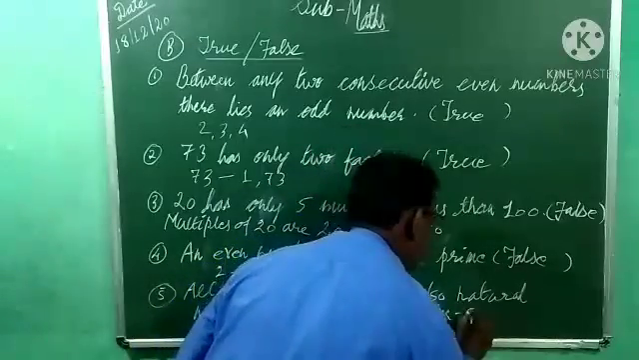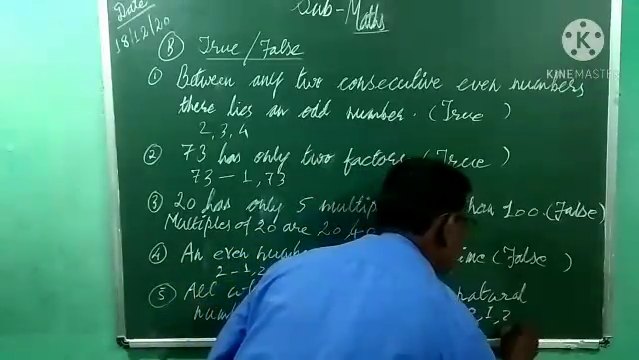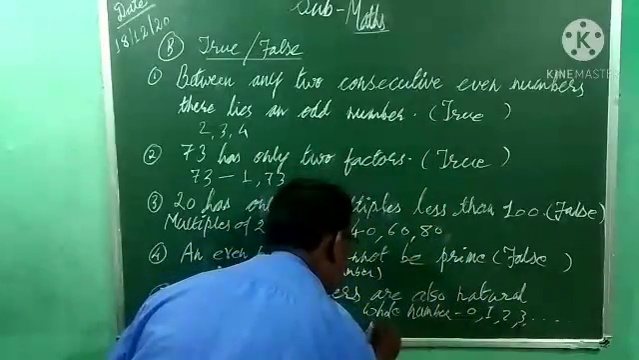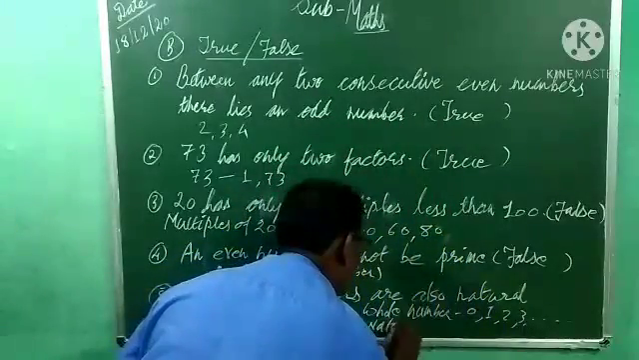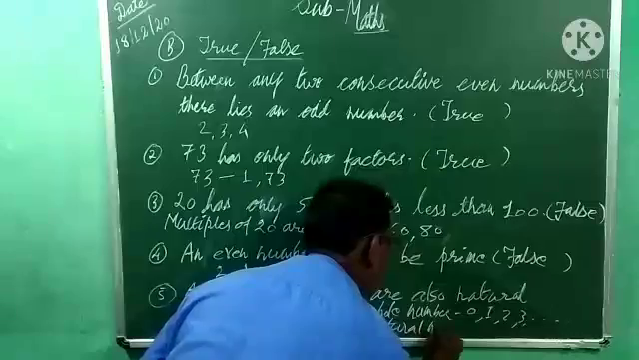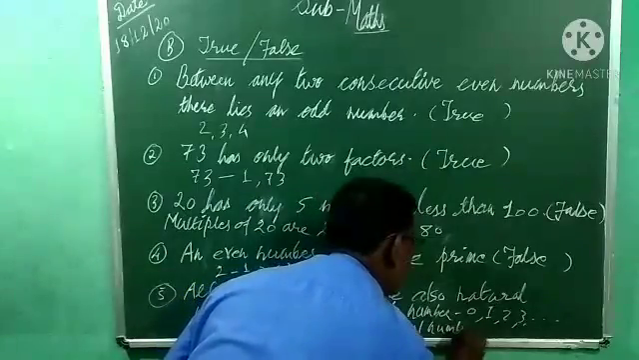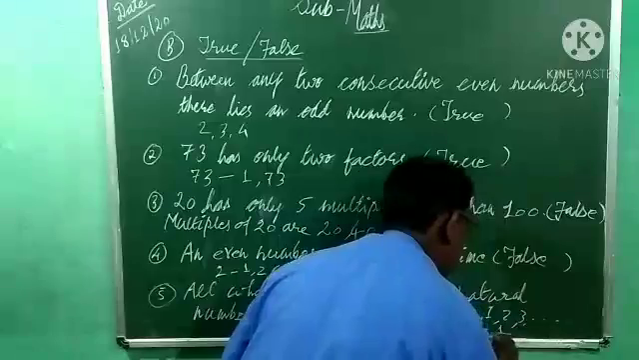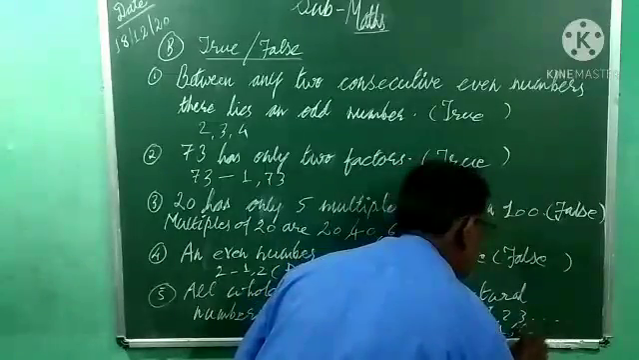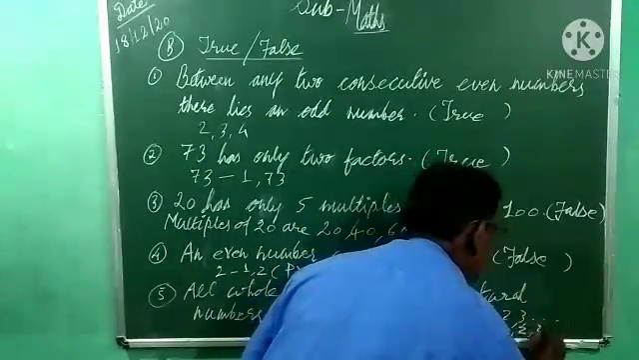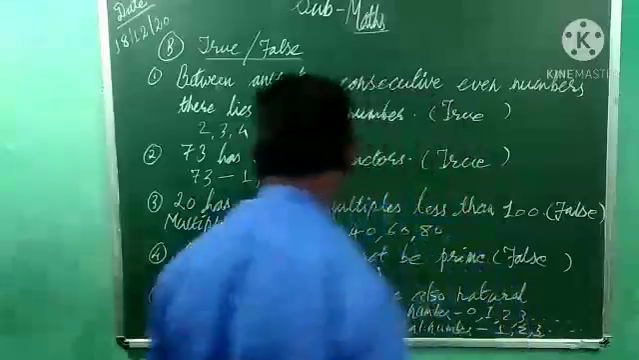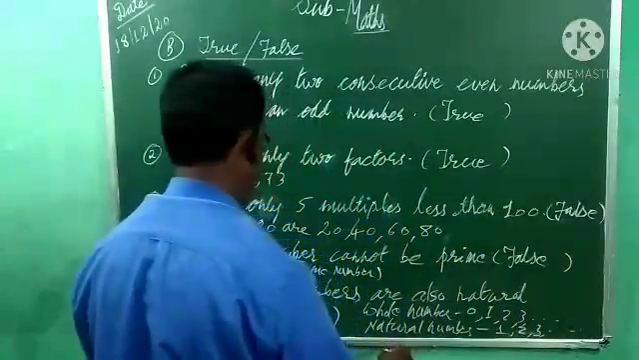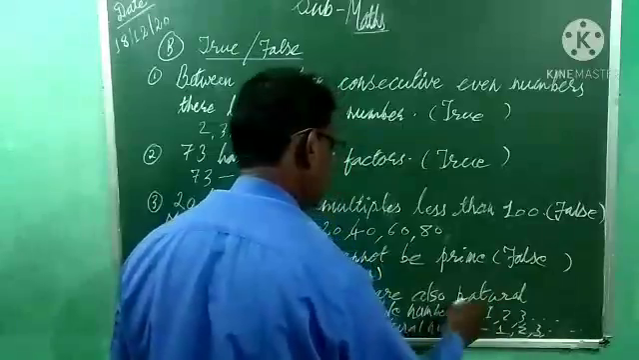Whole numbers always start from 0, 1, 2, 3. Many numbers are there. And natural numbers start from 1, not from 0. 1, 2, 3, 4, and so on. Okay. All whole numbers are also natural numbers.